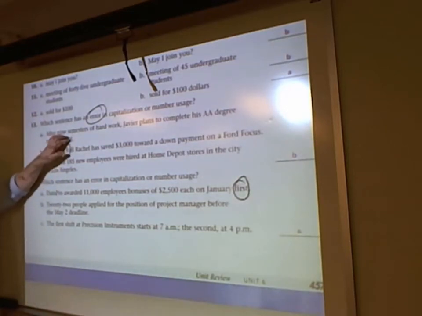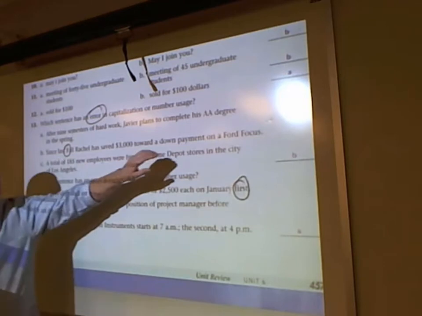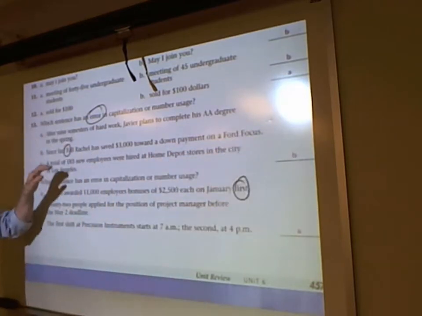Letter B, since last fall, Rachel has saved $3,000 toward a down payment on Ford Focus. Fall is not being used as a title, so letter B, right here, fall should not be capitalized, so there's your error. Ford Focus is, however, correct. So B is going to be your correct answer on this one as being an error.